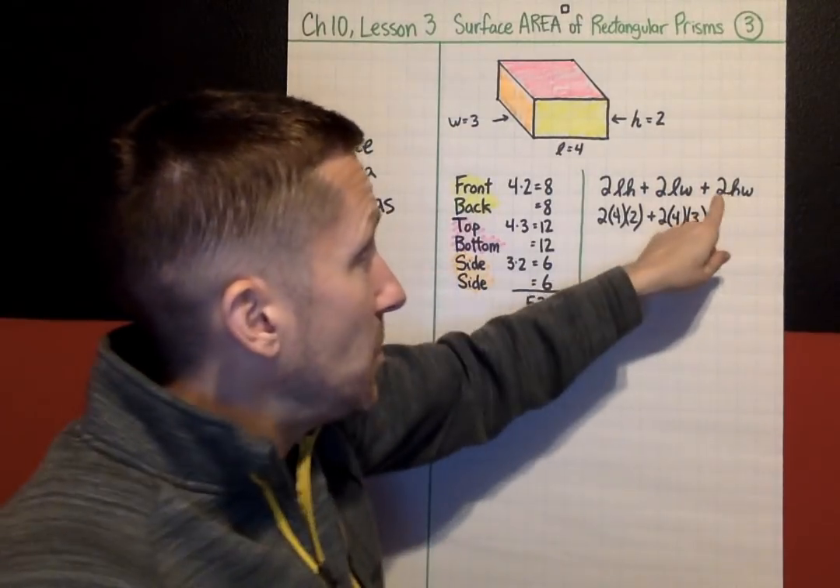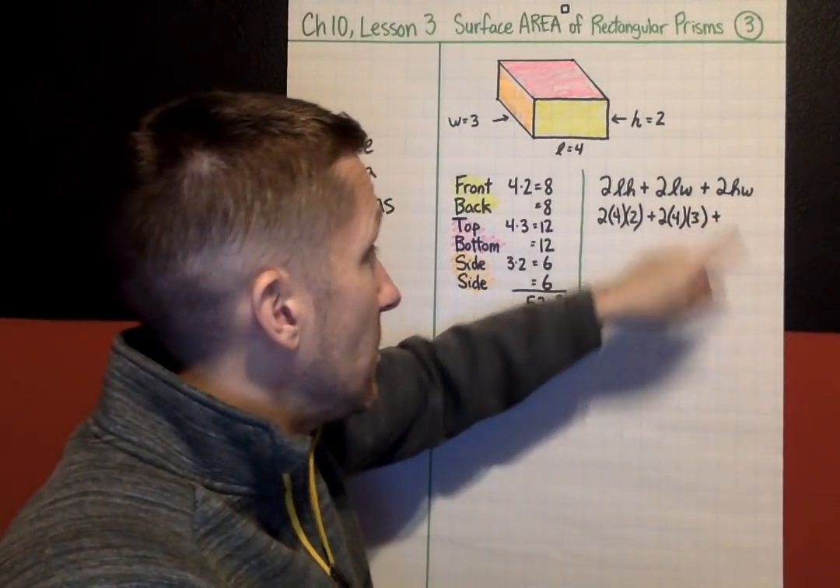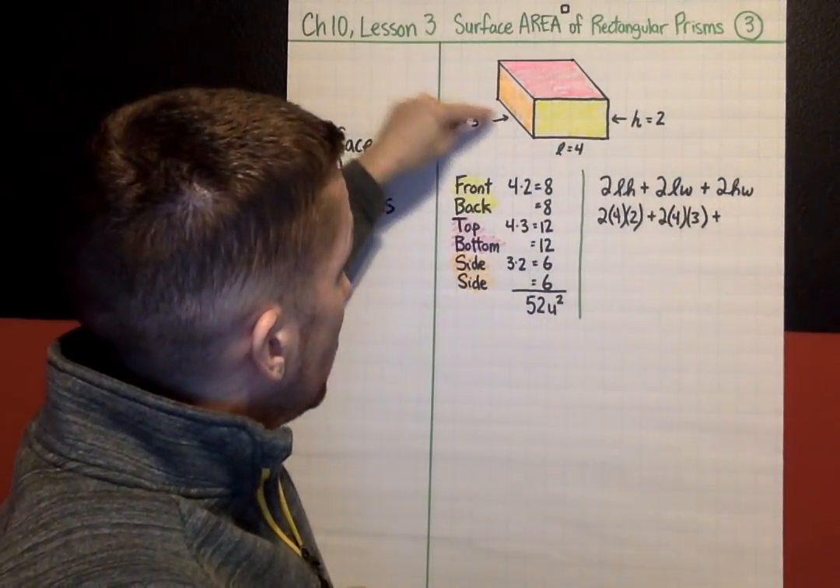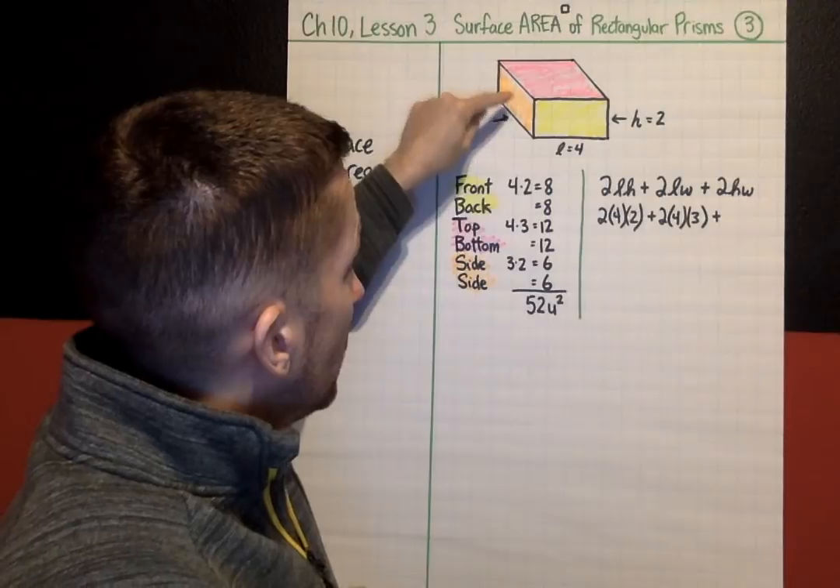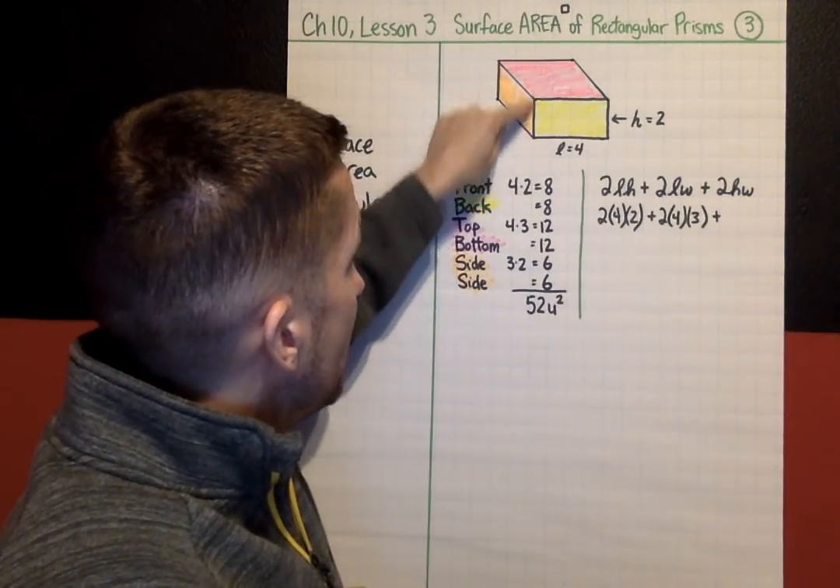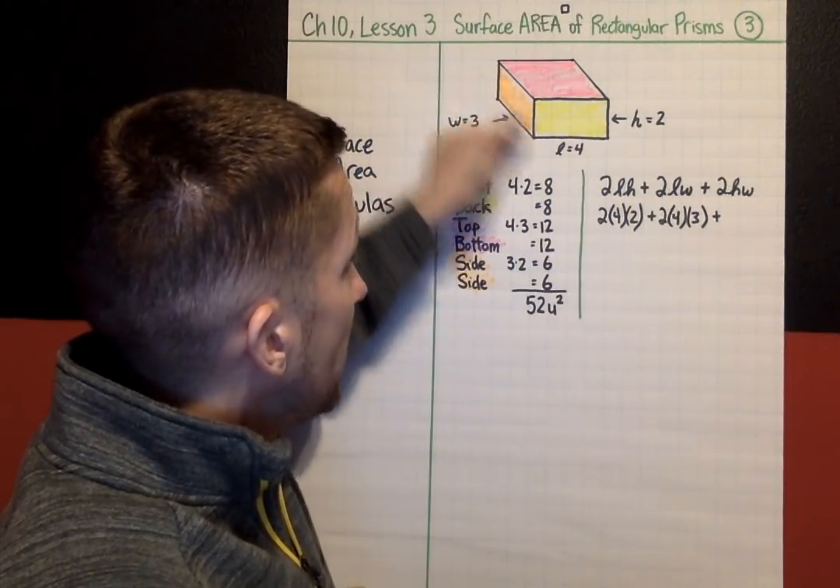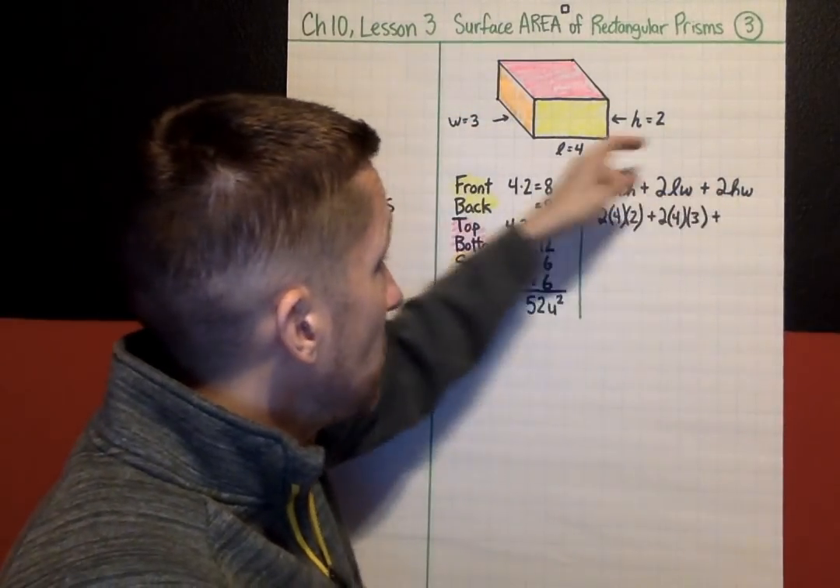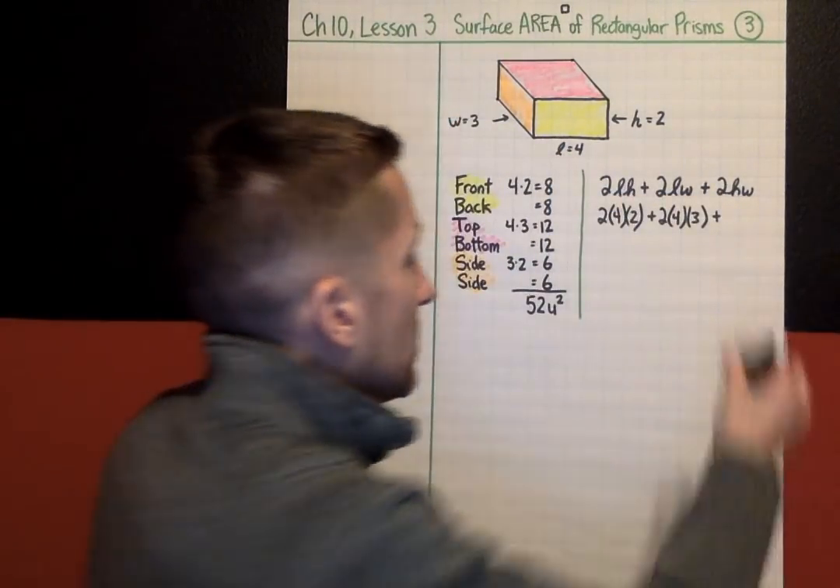And finally, 2 times HW. Height times width times 2. That is the orange side. The height is 2 and the width is 3. So that H times W is the orange side times 2 because there are 2 sides.